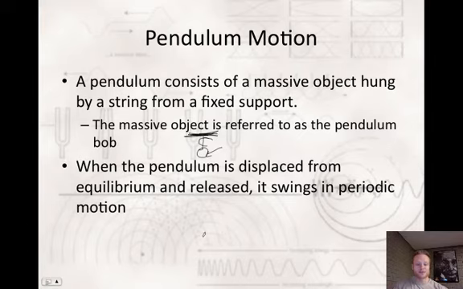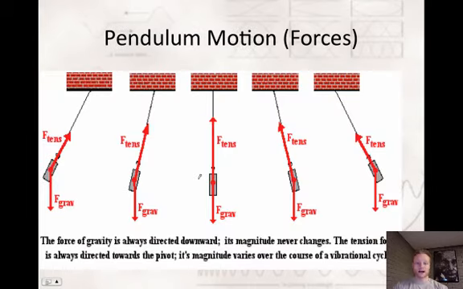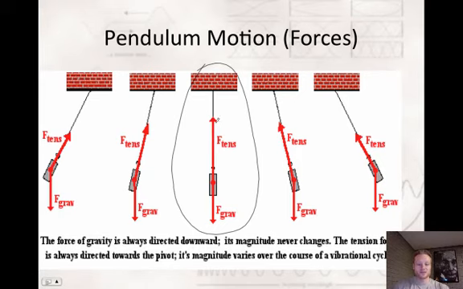So when a pendulum is displaced from its equilibrium position, which is what this is called, where it's just hanging there doing nothing, it swings in periodic motion. And so let's take a little look at pendulum motion and the forces acting on it. Here we've got this pendulum swinging, and this middle picture is equilibrium. Okay, it's not doing anything, and you'll notice the tension force of the string is equal to the force of gravity. There's no net force, it's just sitting there.